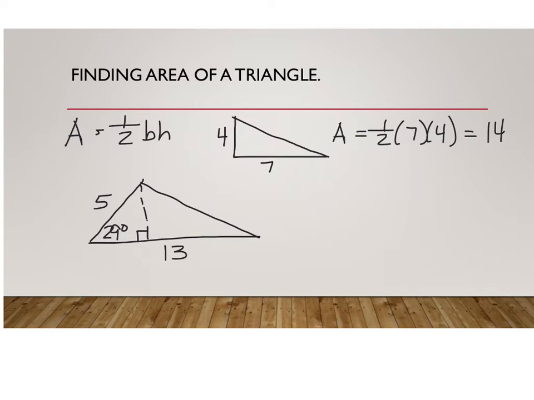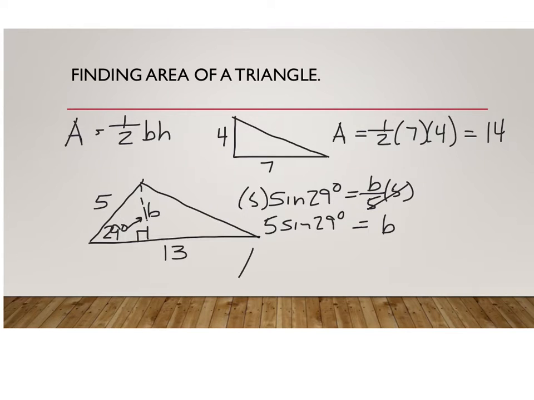Okay, but from what we just learned with SOHCAHTOA, that base would be, using the 29-degree angle, the opposite side, with 5 being the hypotenuse. So basically the sine of 29 degrees would equal b over 5. So then multiplying both sides by 5 gets me b to be 5 times the sine of 29.